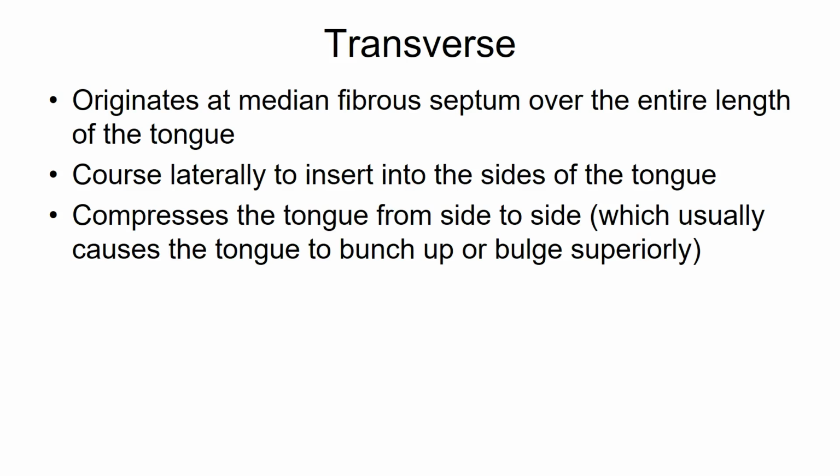So when contracted, the transverse muscle is going to compress the tongue from the sides, which usually causes the tongue to bunch up or bulge in the center. If you think of the tongue kind of like a bag of muscle, if you squeeze in on one part of it, other parts are going to bulge out because the mass of the tongue has to go somewhere.